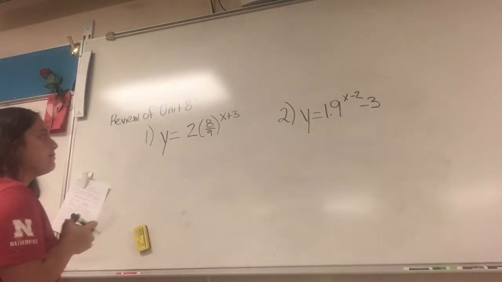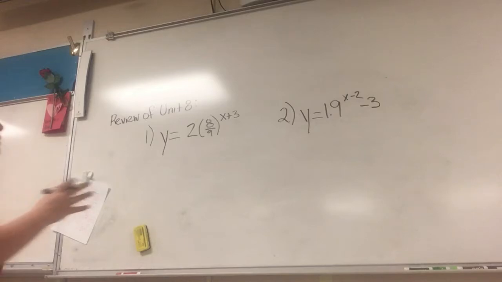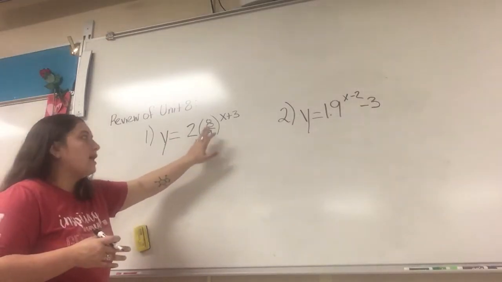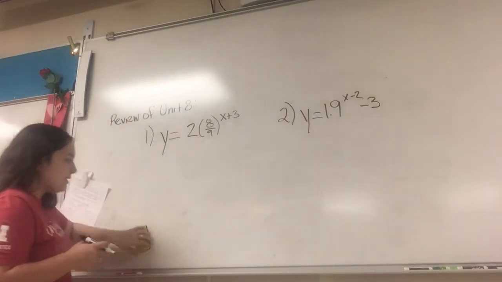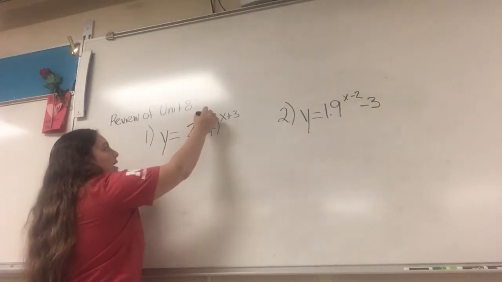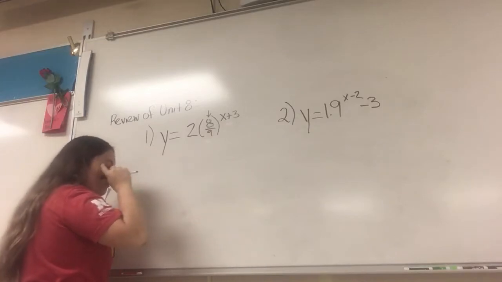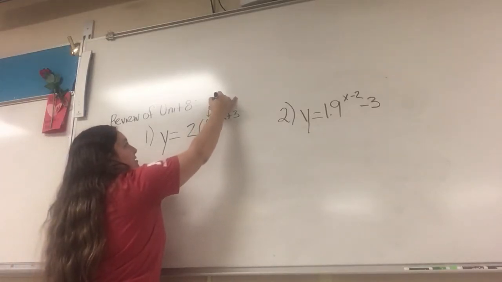Right here is 8.1. We are graphing exponential functions. I have given you two examples. y equals 2(8/9)^(x+3). We need to determine, is this growth or decay? Remember, we determine that by what is in the parentheses or what has the exponent. If it is less than 1, like 8/9 is, this is decay.